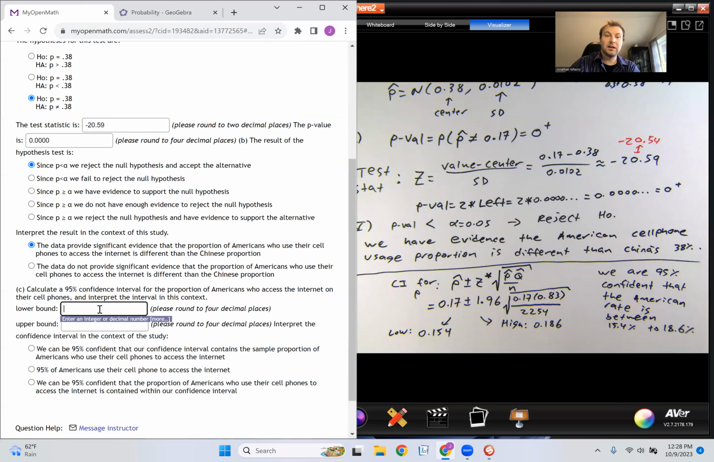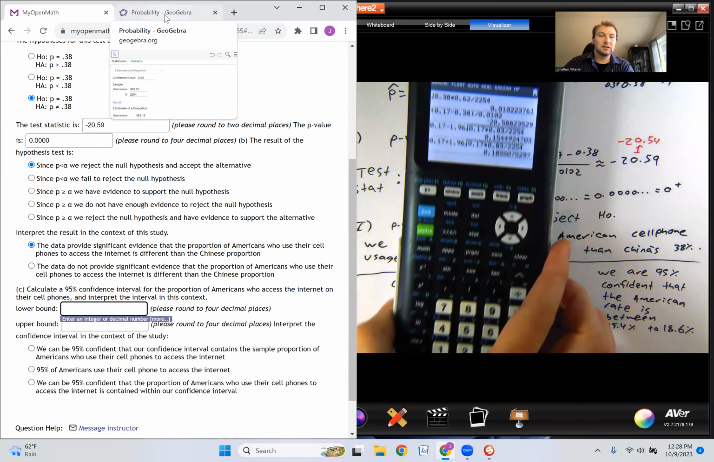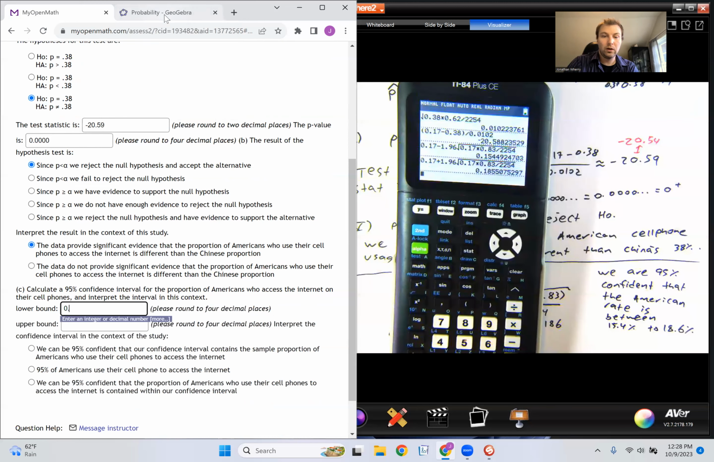On the lower end of my interval, it says use 4 decimal places. Okay, so for 4 decimal places, I had 0.1545. And for the upper, I had 0.1855.